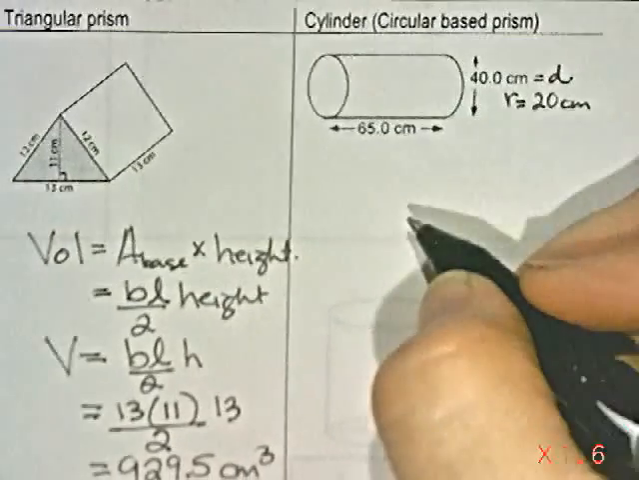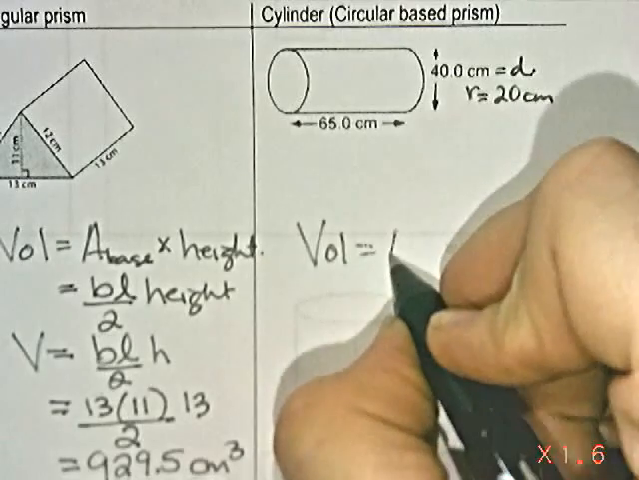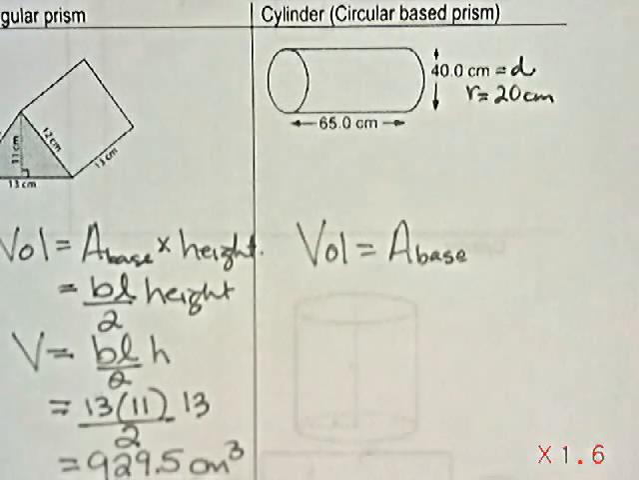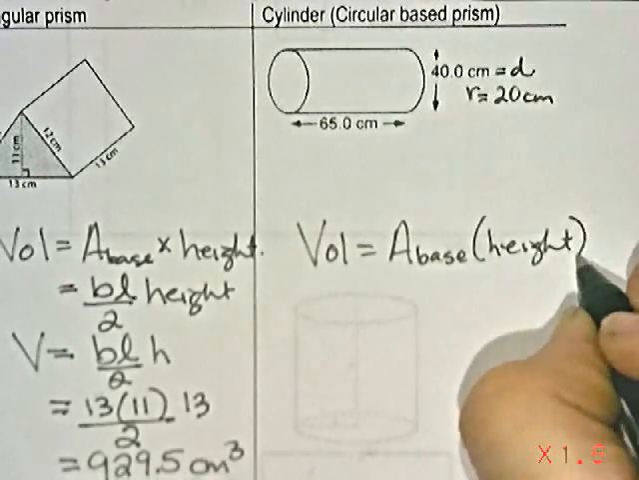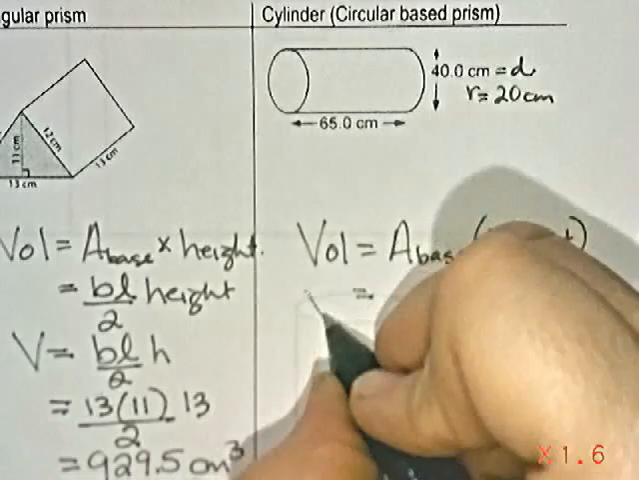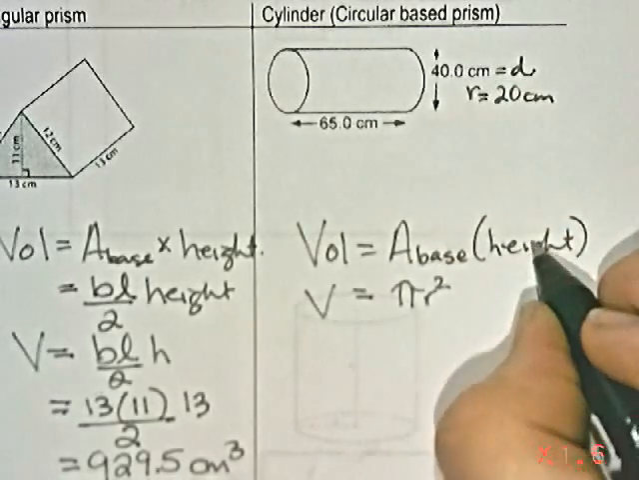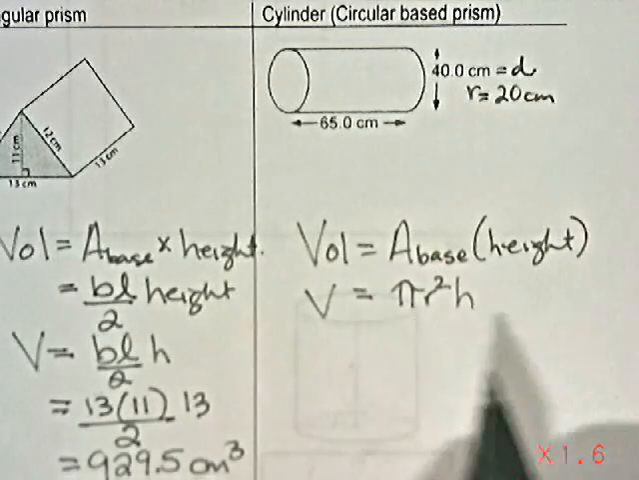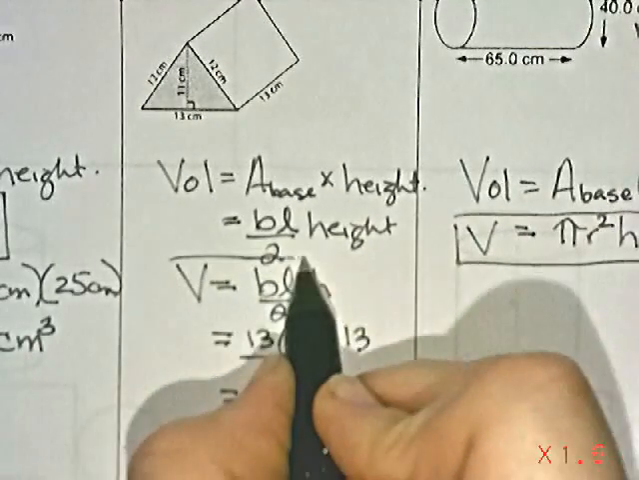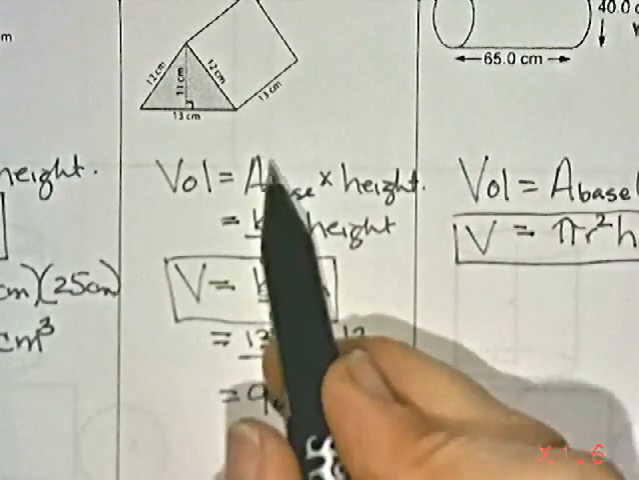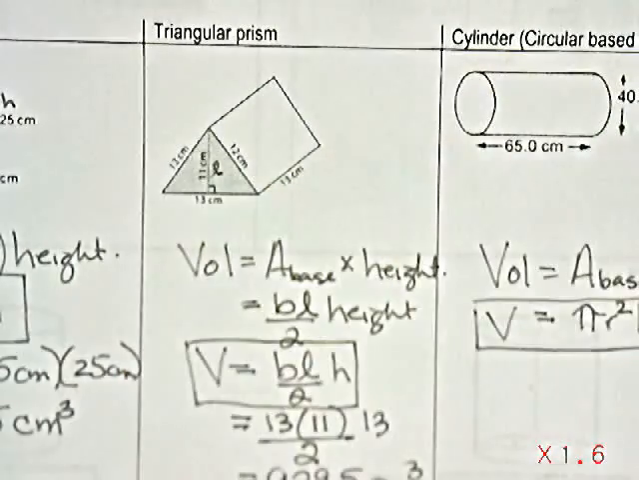And again, our volume equation holds true for a circular-based prism. Our volume is just the area of the base. It's just that this time our base is a circle, multiplied by the height of our prism. And so the area of the base, our volume is going to be pi r squared multiplied by the height of the prism. And so here is our equation for the volume of any right cylinder. Here is our equation for the volume of any triangular prism, as long as we use the L to represent the height of the triangle.